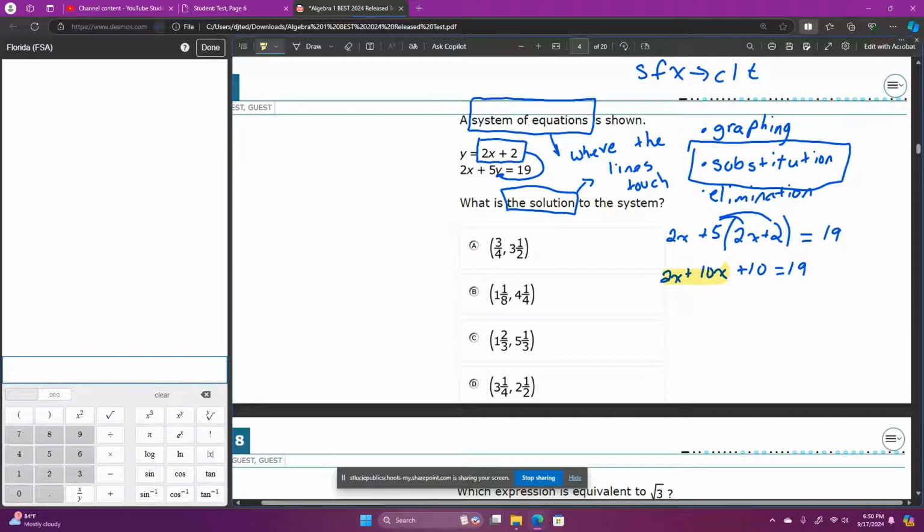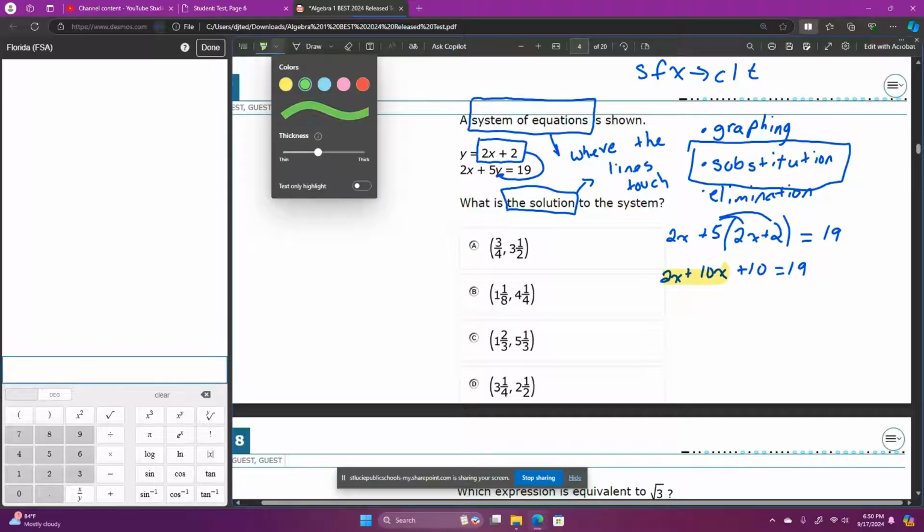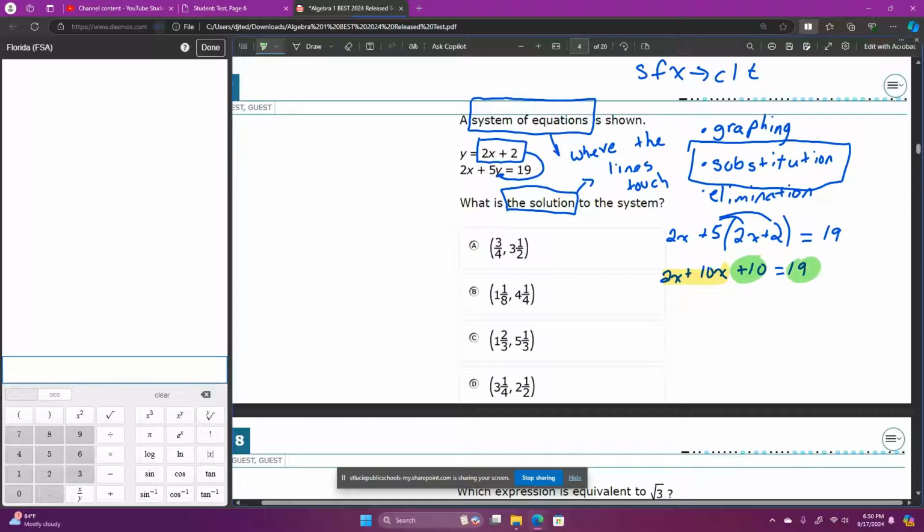You are alike. You are alike. 2x and 10x makes 12x. I want to get this 10 over to the other side, so I'm going to subtract 10 on both sides. So that'll cancel to 0. Equals 19 minus 10 is 9. And I want to get my x by itself, finish solving for x. So we can divide both sides by 12. The 12s will cancel, so that's just 1x, or x equals 9/12.